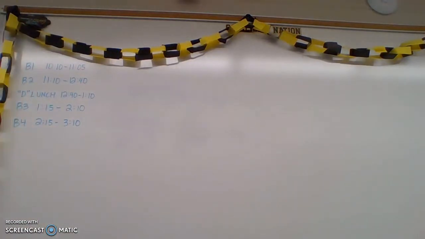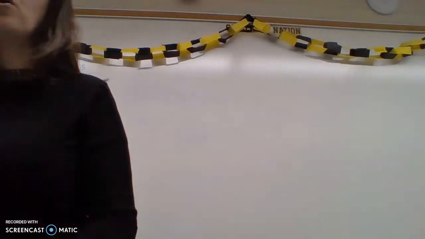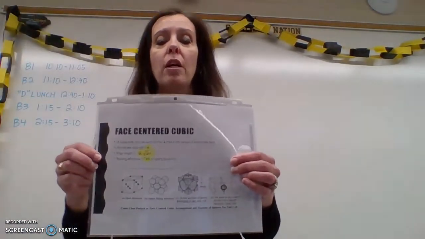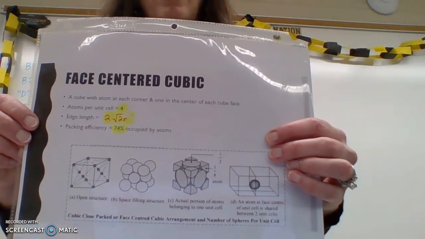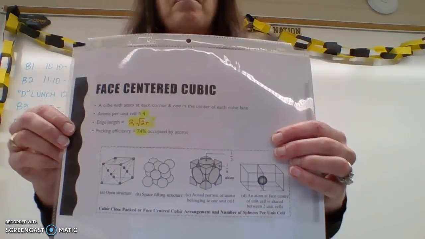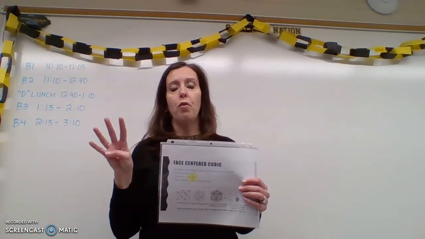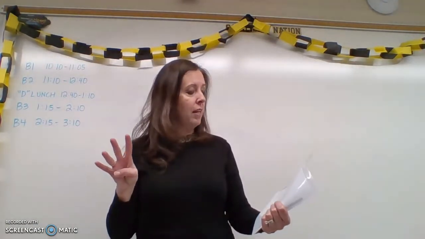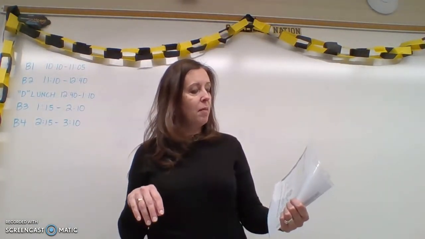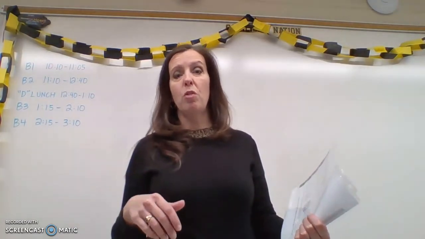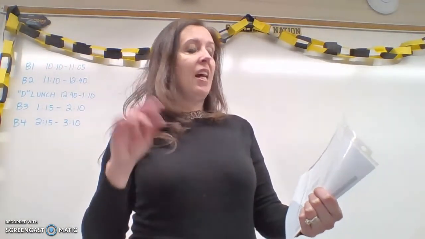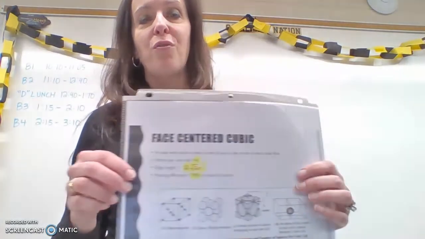The last type of cubic or lattice structure that chapter 12 talks about is face-centered. So I'm looking like that simple cubic structure, except all around the face I have another atom. And because of this, there are actually 4 full atoms inside the face. The edge length is now going to be 2 times the square root of 2 times r. R stands for radius.